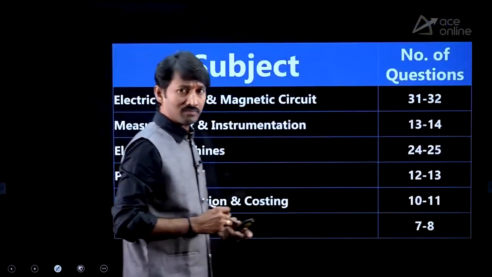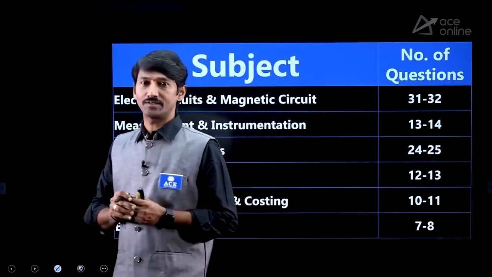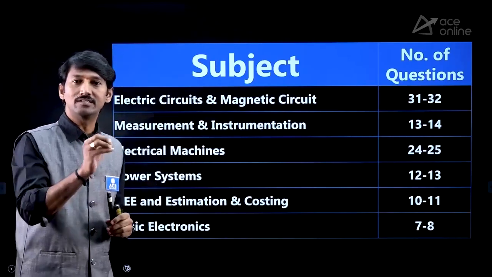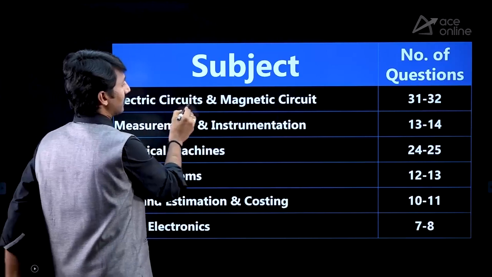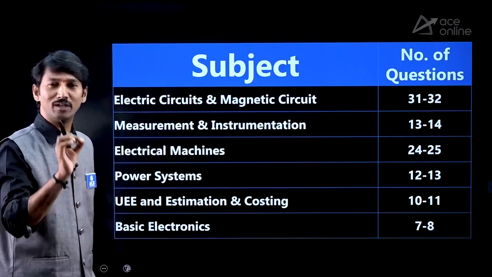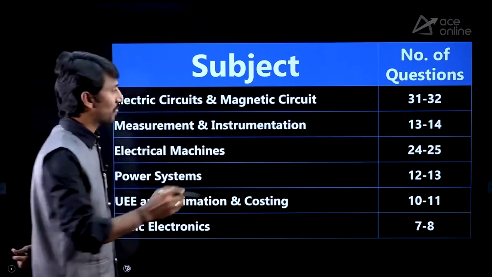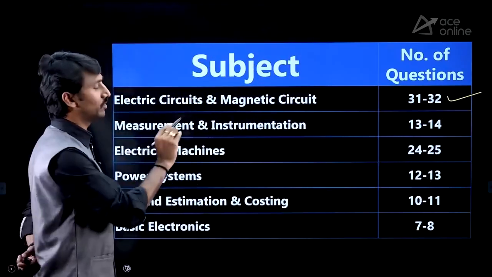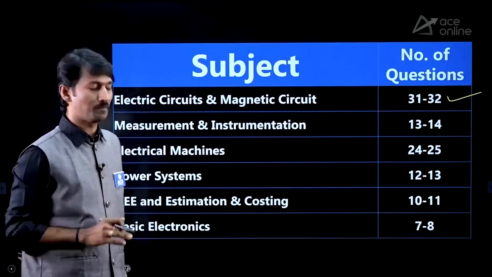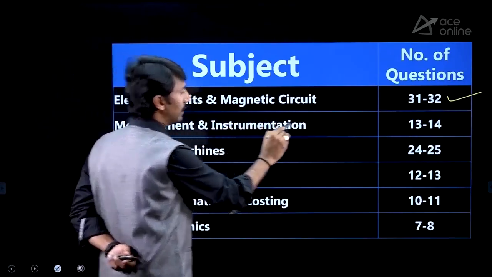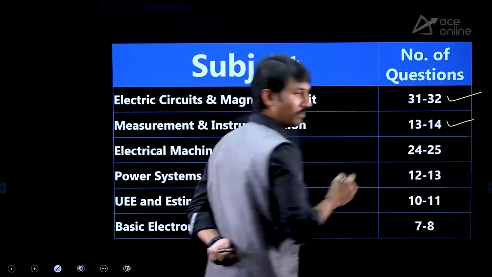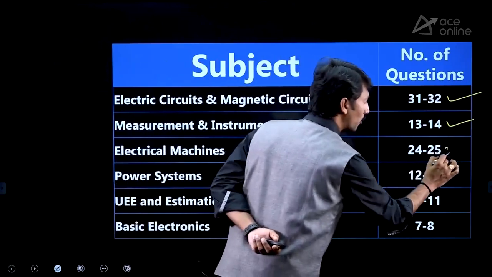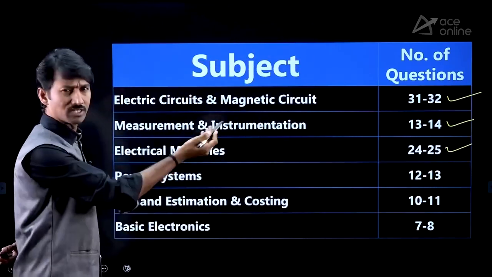Coming to the corresponding weightage analysis, especially for electrical people, these are the subjects given in SSC JE. Electric circuits and magnetic circuits: this is the fundamental basic subject for all electrical engineers. From this, approximately 31 to 32 questions, around 30 we can say. Next is measurement and instrumentation, 13 to 14 marks. It is also one of the core subjects. And electrical machines, 24 to 25 questions.